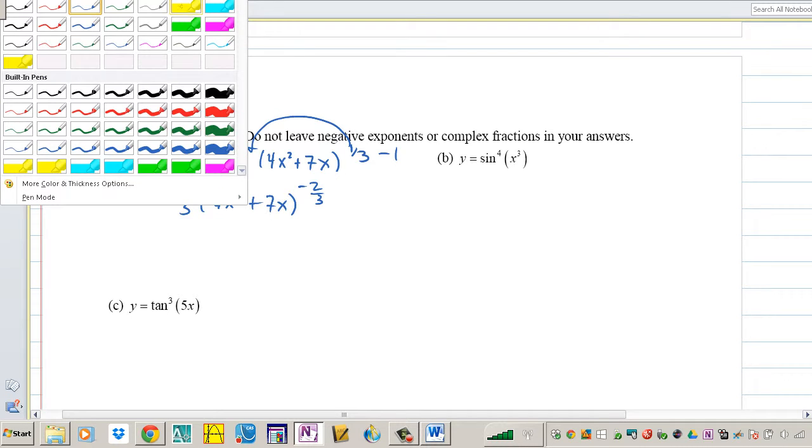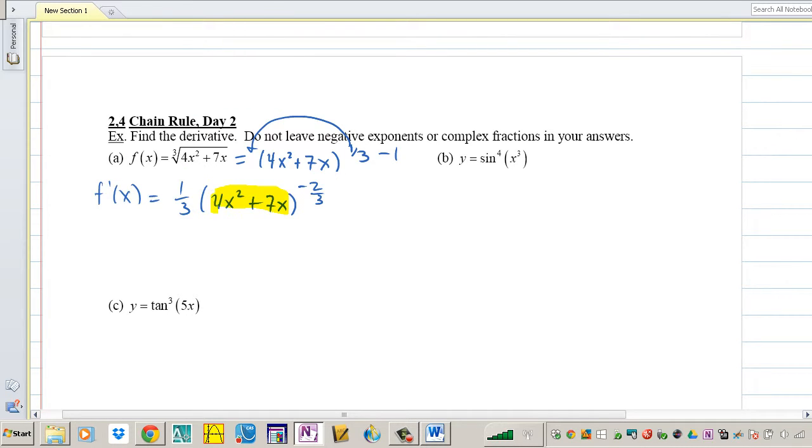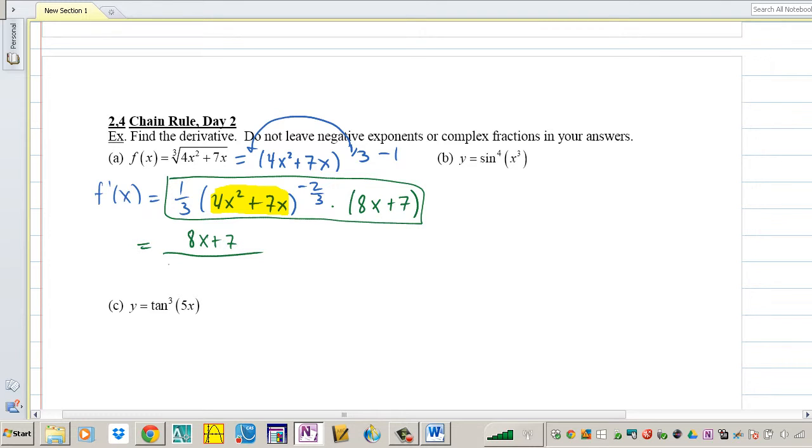But you're not done. This is the part that everybody always messes up, is that they forget the chain rule. They did the power rule correctly, but the chain rule they messed up, so it's times 8x plus 7, and that is my answer. Now I can clean this up and say that it's going to be 8x plus 7 over 3 cube root of 4x squared plus 7x, squared. The square on top means it's being squared, and the cube on the bottom means it's being cube rooted.